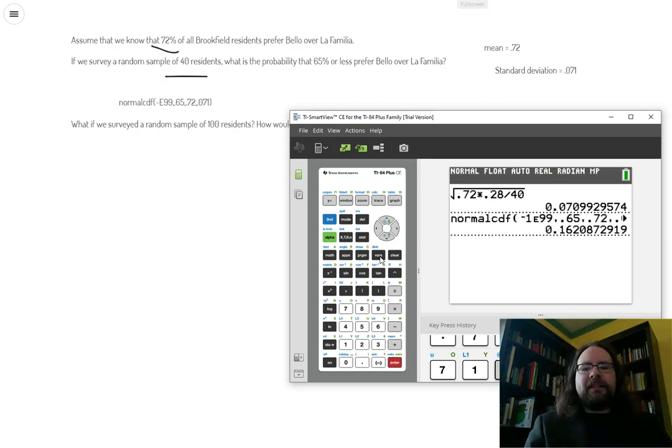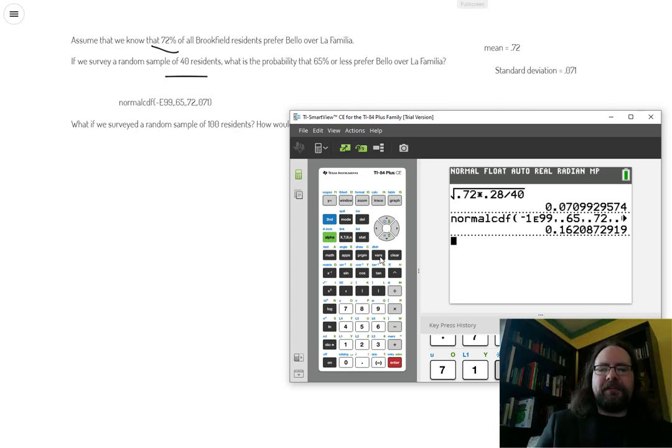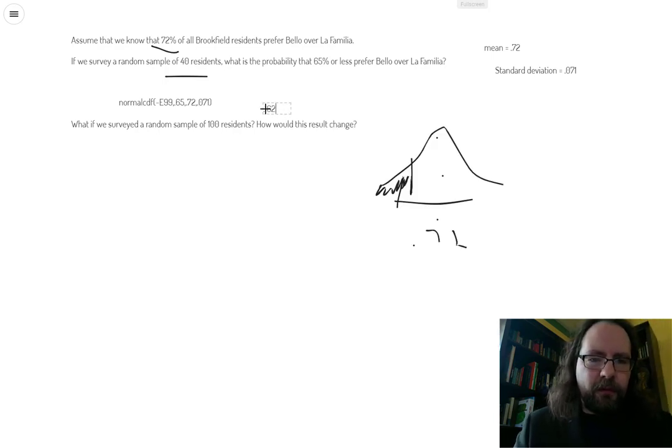And it's about 0.162. So the probability that this would occur in our sample of 40 residents is around 16%, 16.2%. So our answer is 0.162. Now that kind of makes sense, because notice my standard deviation here is about 7%. So it makes sense that 65% is about one standard deviation below the mean. And if we recall from our normal distributions, the area below one standard deviation below the mean is about 16%. So this makes sense.